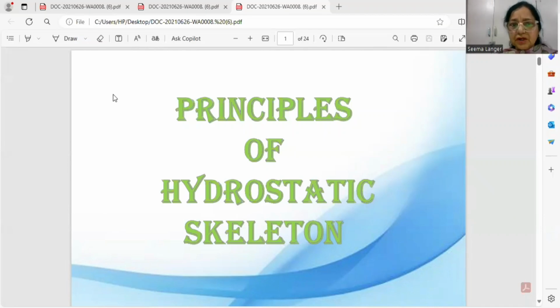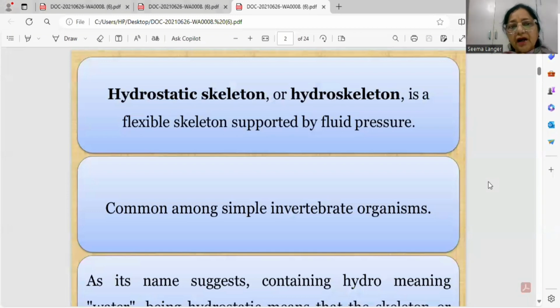Today we are going to start with the topic principle of hydrostatic skeleton. As the name itself indicates, hydrostatic skeleton or hydroskeleton, hydro means water or fluid. So it's a flexible skeleton supported by fluid pressure.